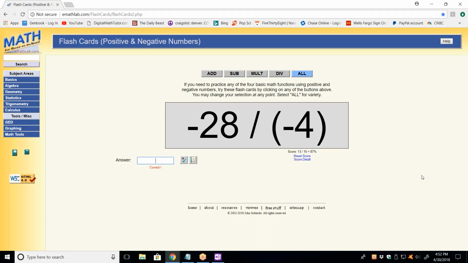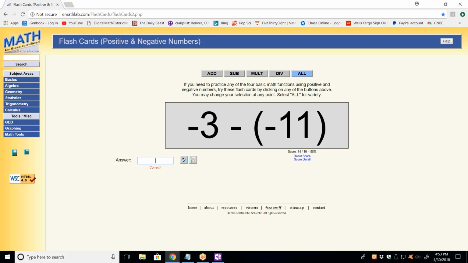What's 28 divided by 4? 7. How do you know? Well, what's 7 times 4? 28. That's how you know. If 6 was the answer, then 6 times 4 is not 28. 6 times 4 is only 24. So 6 can't be the answer. In other words, whatever my answer is, you have to be able to multiply it times 4 to get 28.